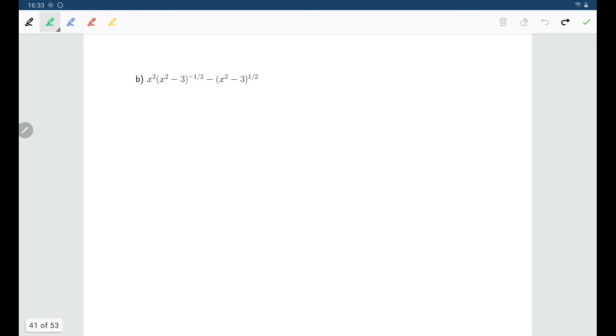Okay, let's do another one here. We can see that for both of these terms, I've got a first term and a second one. They both have x squared minus 3 to different powers, however. So I'm going to take out x squared minus 3, and I'll take out the one with the smallest power, which is the power of negative 1/2. So in the first term, that gets rid of the x squared minus 3 altogether. Only the x squared is left over.